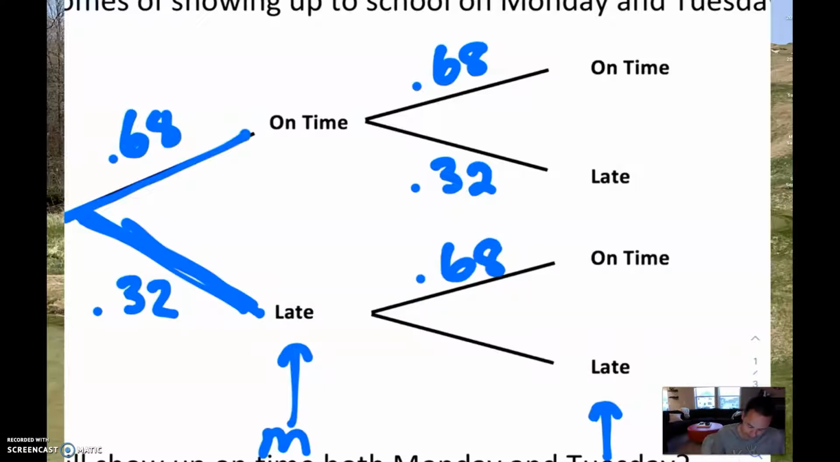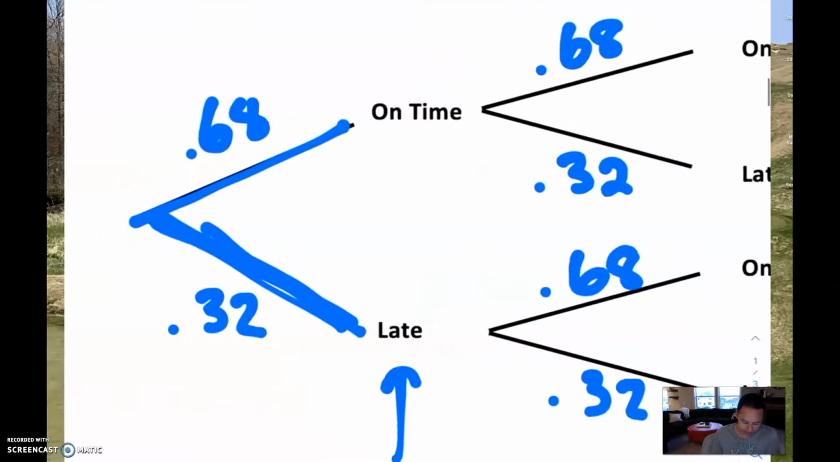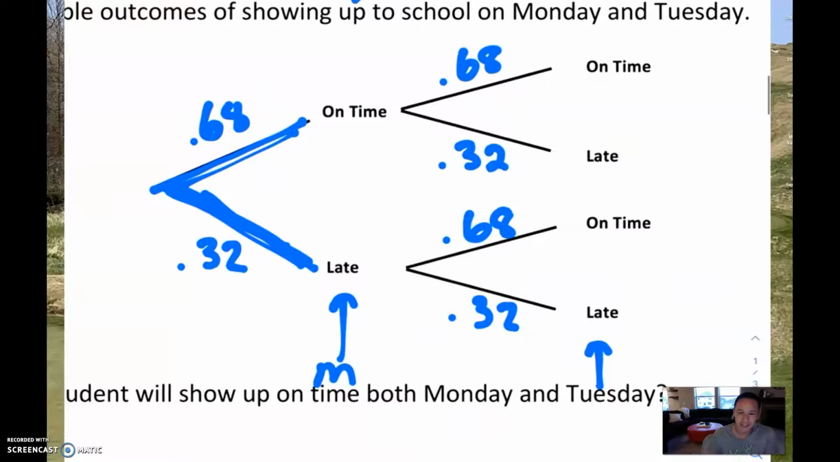And they could be late on Tuesday. That's a 32% chance. One key idea about these tree diagrams is every time they split up, it should add up to 100%, or it should add up to 1. And you see that this happens in this case.